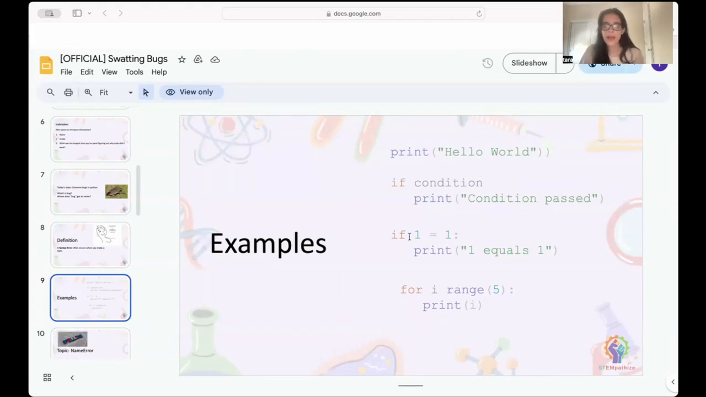Okay, and next we have if 1 equals 1 colon print 1 equals. Now that I've given you some more information about what an if statement should look like, I'll give you a second to work on this.